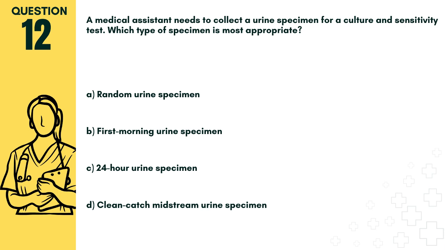Question 12. A medical assistant needs to collect a urine specimen for a culture and sensitivity test. Which type of specimen is most appropriate? A. Random urine specimen. B. First morning urine specimen. C. 24-hour urine specimen. D. Clean catch midstream urine specimen.